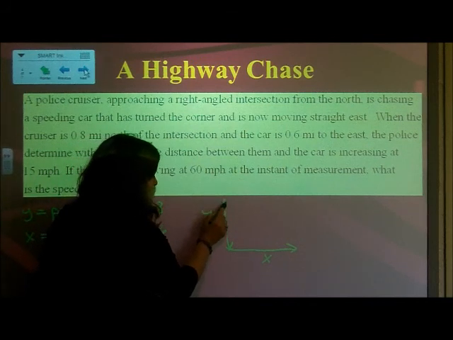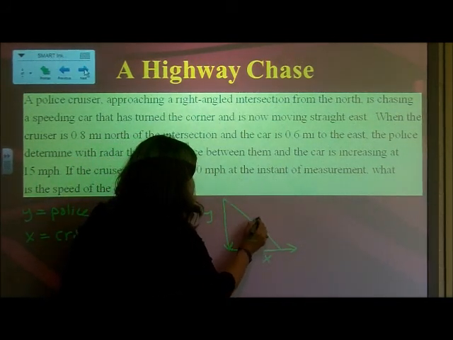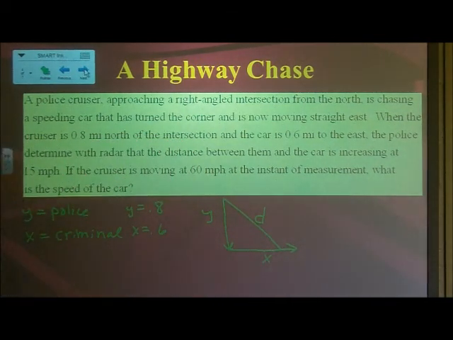Okay, so we have this right here. And this is an easy one? Yeah, this is an easy one. You know why? Because it's Pythagorean theorem. Pythagorean theorem problems are for sure the easiest. That is the distance between them.